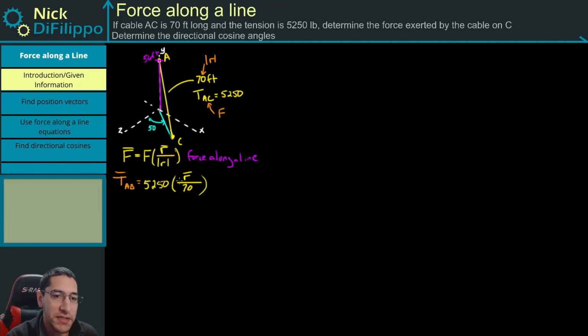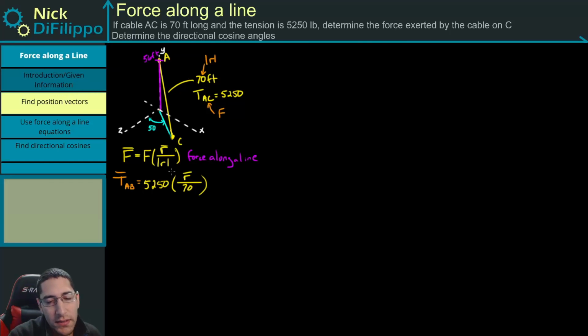So we need to find this position vector, then we can find the force that this cable exerts on point C. Let's look at finding this position vector. To find this position vector, we need a vector that points from C to A. When we have that, let's say what point A is. Point A has a distance of, look at the x, y, z. So 0 in the x, I go up 56 in the y, and I go up 0 in the z. So 0, 56, 0.